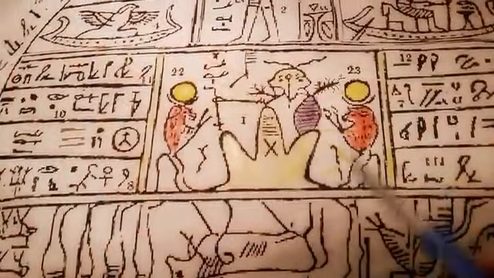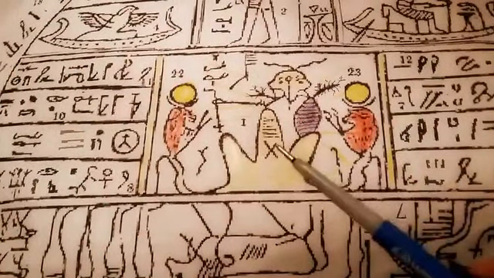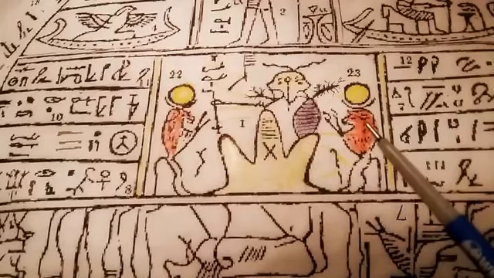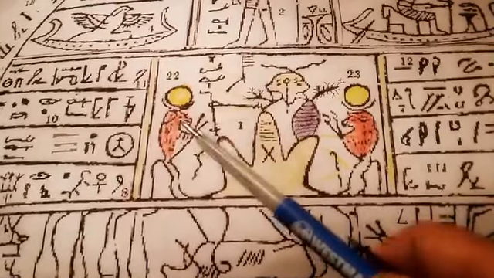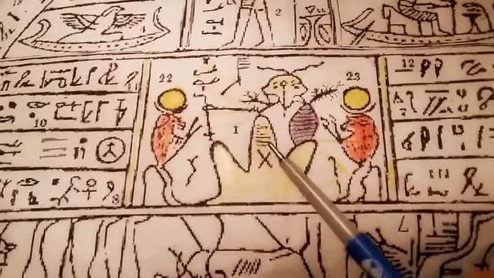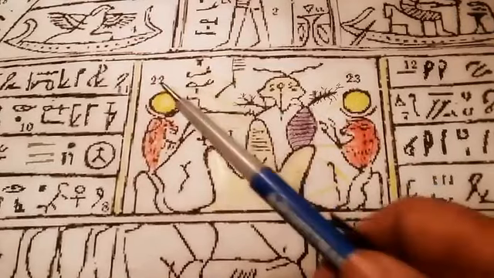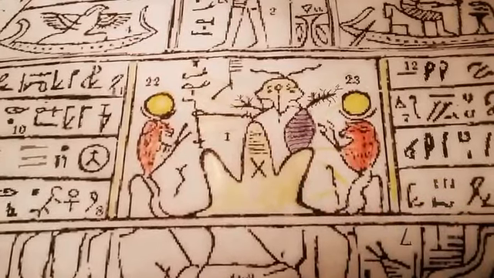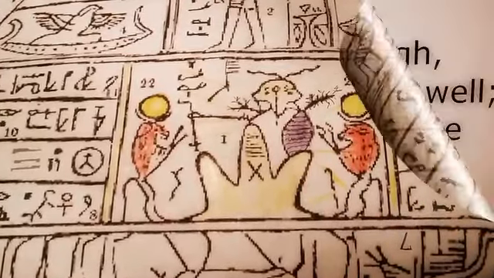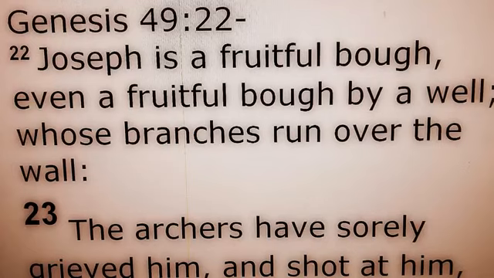So here's where this equation finally comes together. We have this hieroglyph here with number 1, this God, who is pointing to these 2 figures on his right and on his left here. And look, they have sun discs over their head, which means they are sons of God. And they are numbered 22 and 23, the same numbers that Joseph Smith indicated and points to regarding the sons of Joseph. And we see in verse 22 and 23, these branches run over this body of water.